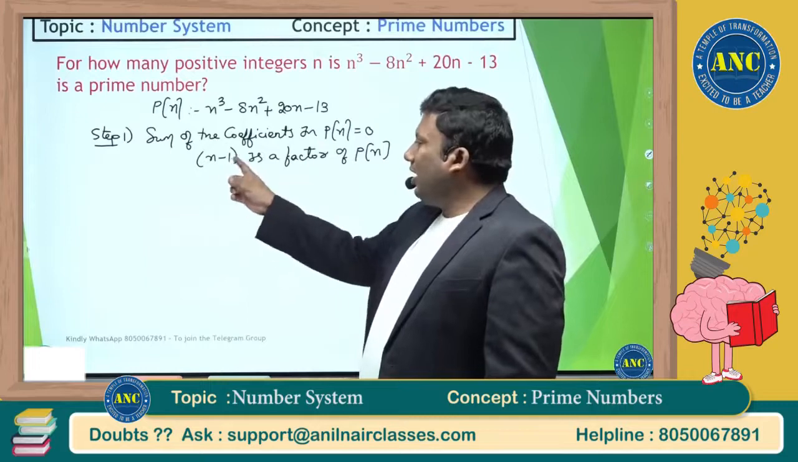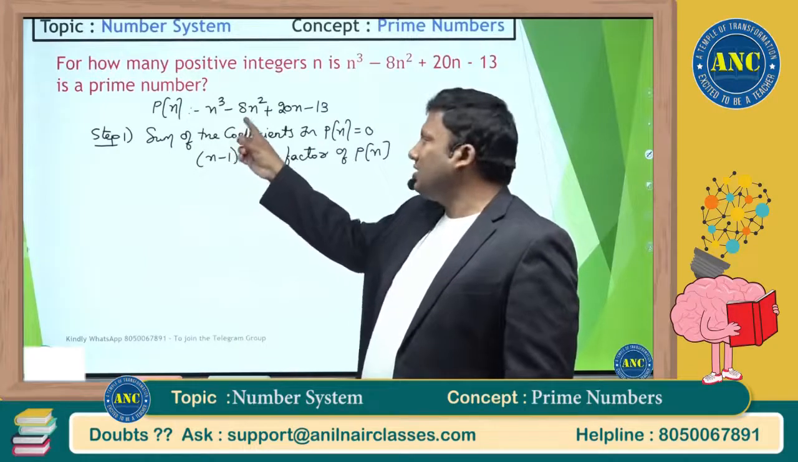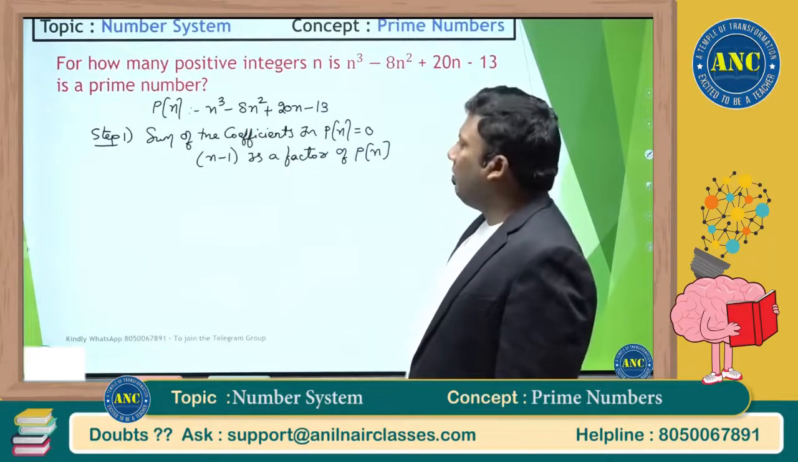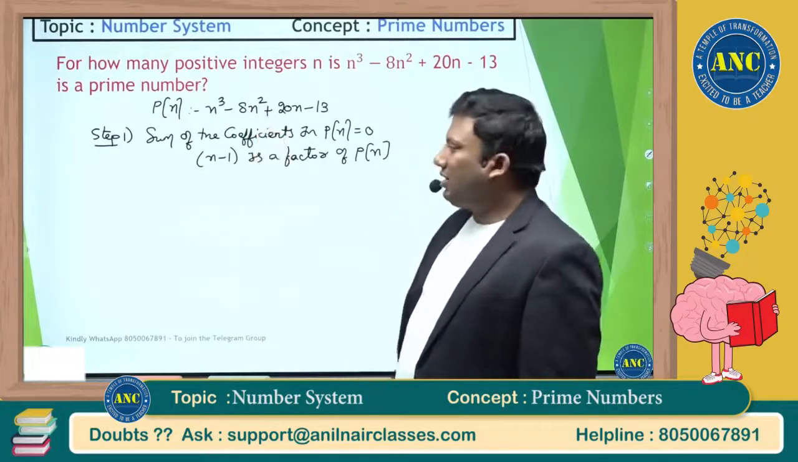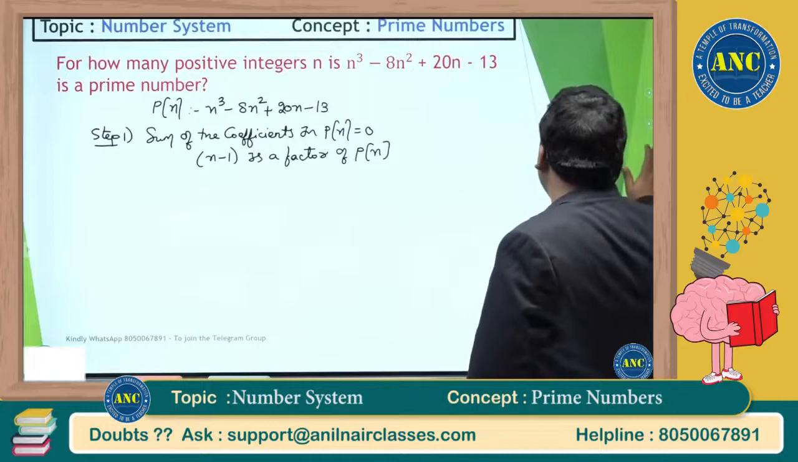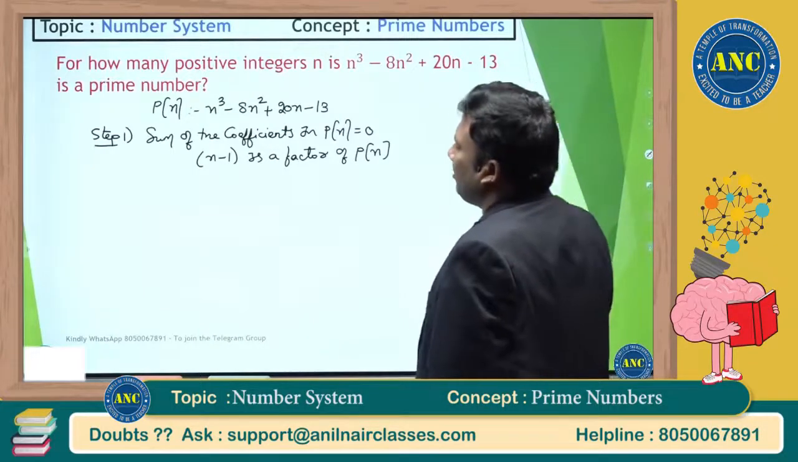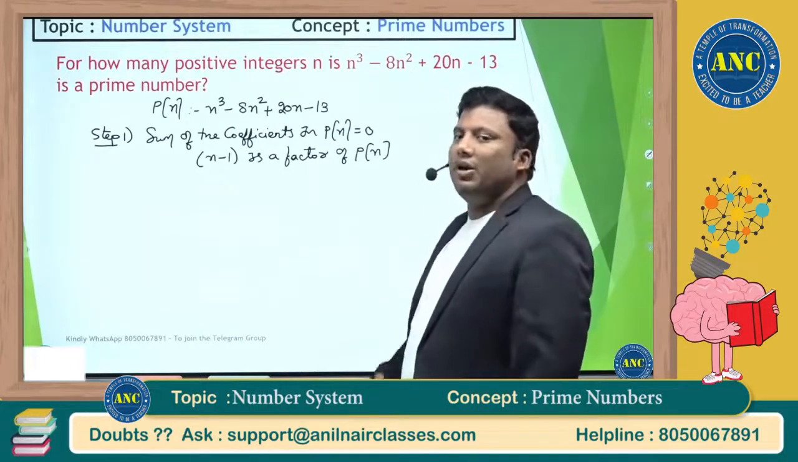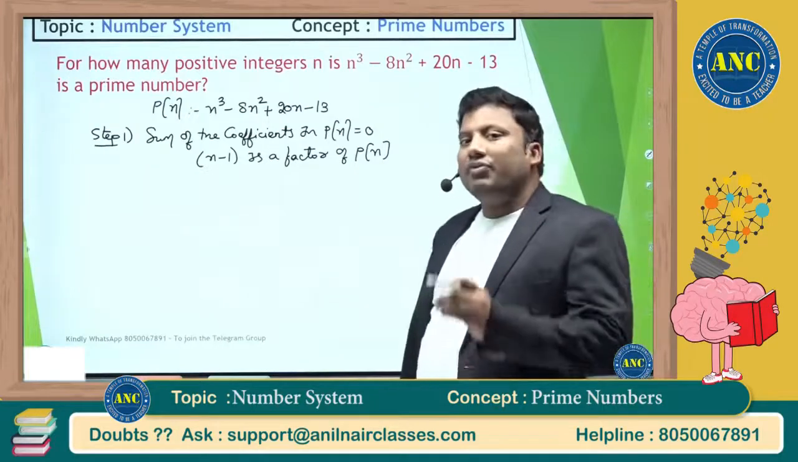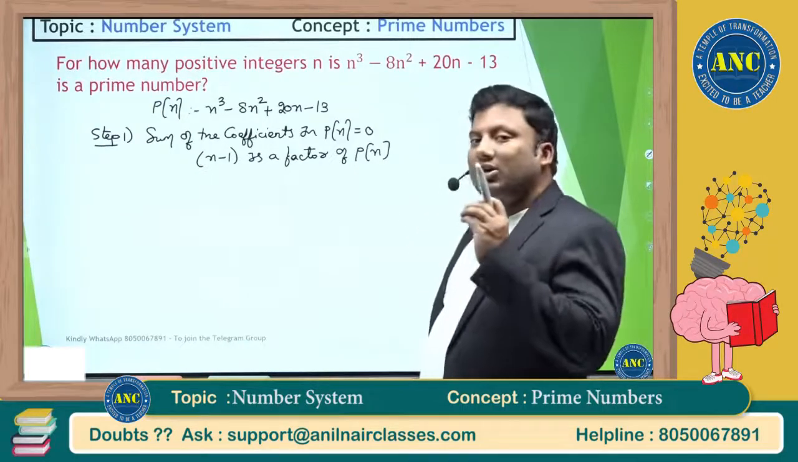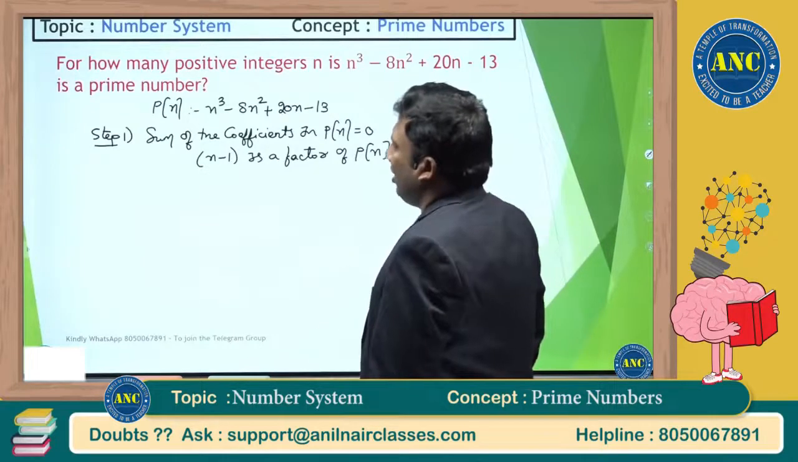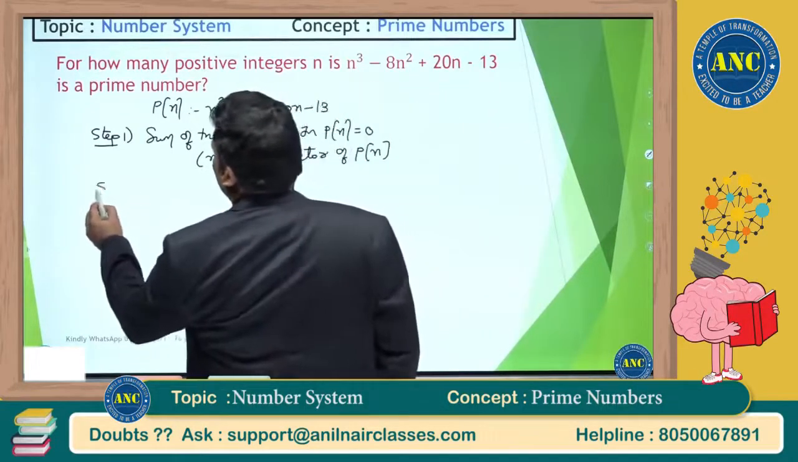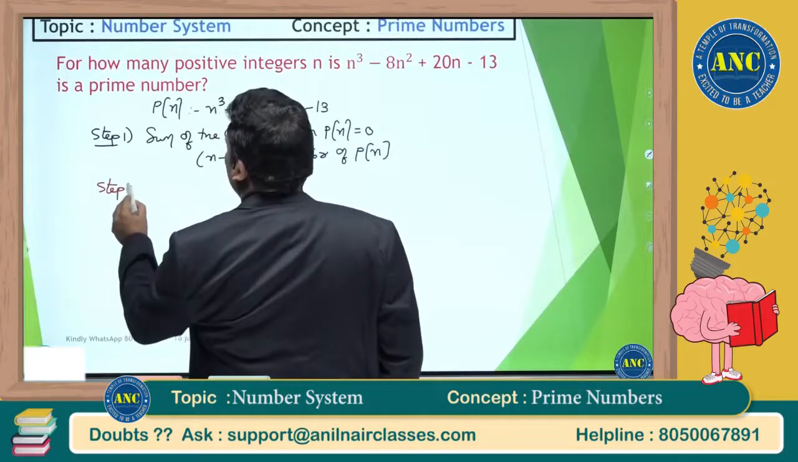Right now only I will explain. N minus 1 is a factor. Wherever n is there, substitute 1. Sum will become 0. 1 minus 8 is minus 7, 20 minus 7 is 13, 13 minus 13 is 0. If the sum of the coefficients in P of n is equivalent to 0, then n minus 1 is a factor of P of n. Now, how to find the other factors? Listen carefully to step number 2, sir.